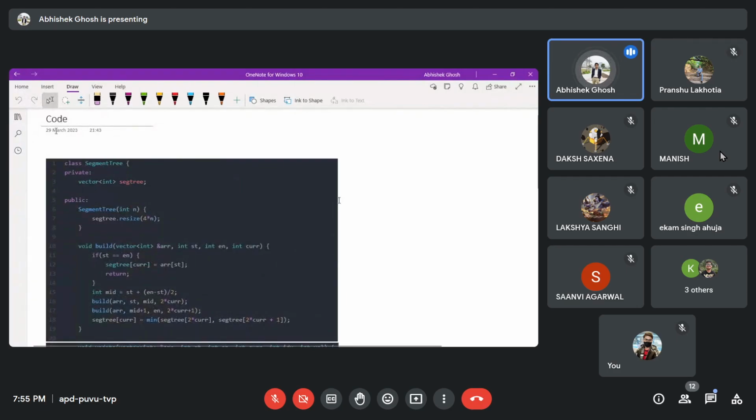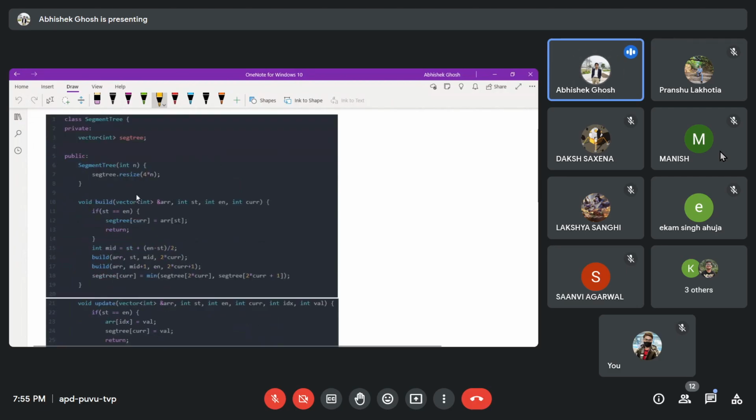Okay, so we have discussed sum and we have discussed min max. So it's time to discuss a bit of code. Okay, so this is a template form of code. We have created a class and segment tree. You can simply declare this globally if you want. It will still be fine. Okay, so you resize this to 4n. 4n was the size that we derived mathematically in the previous section.